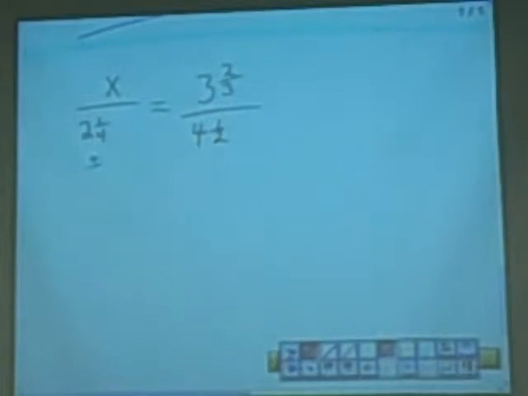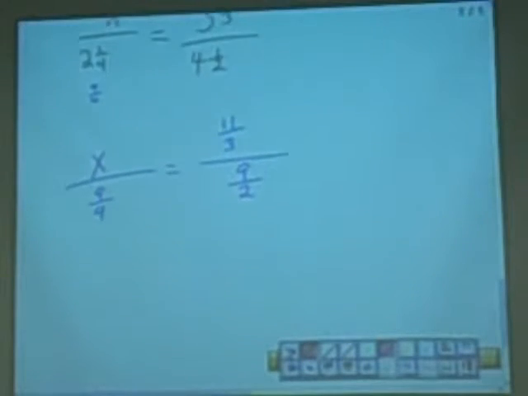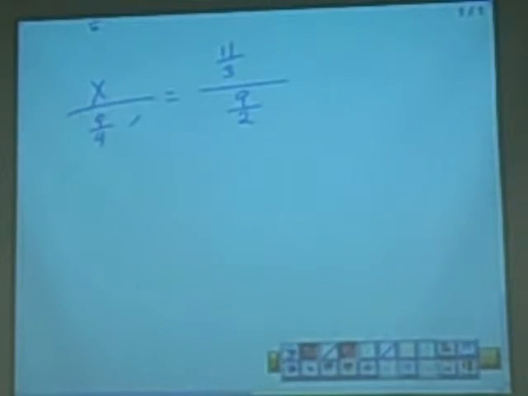9 over 4. So this is going to be x over 9 over 4 equals, and then this will be 3 times 3 is 9. So what do we get there? 11 over 3. And the 4 1/2, what is that? 9 over 2. Alright? Now what? Cross multiply.